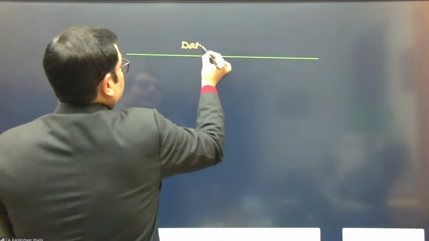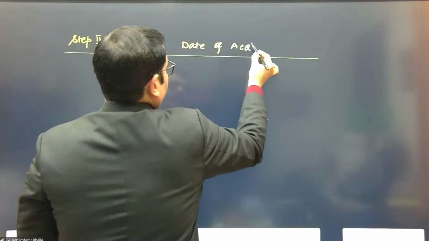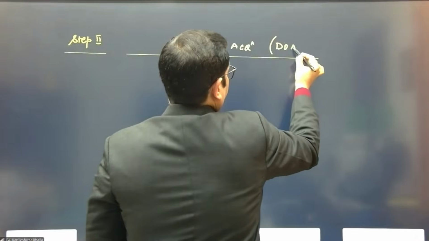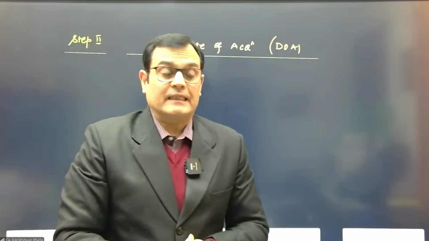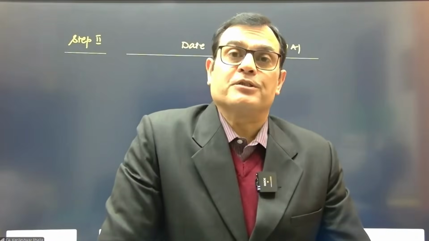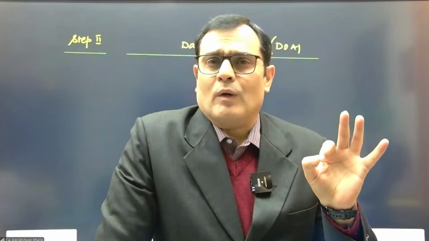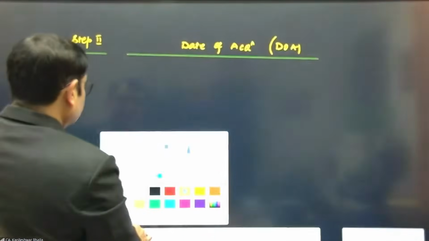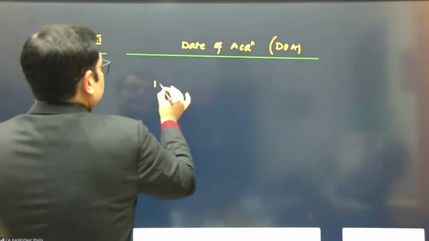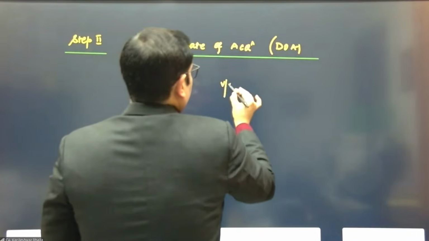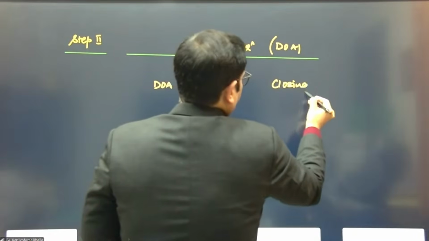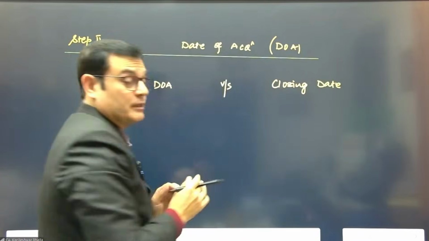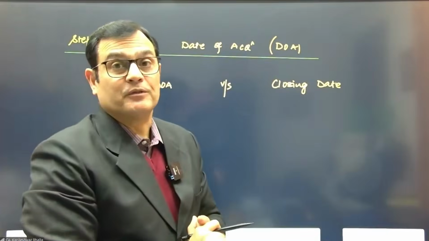The second one is getting the date of acquisition, and I'm going to put this as DOA. That's date of acquisition. So let's quickly recap the parameters to decide the date of acquisition as well. And we said there are two concepts. One is the date of acquisition and one is the closing date. So there are two different concepts, the closing date and the date of acquisition in this particular case.